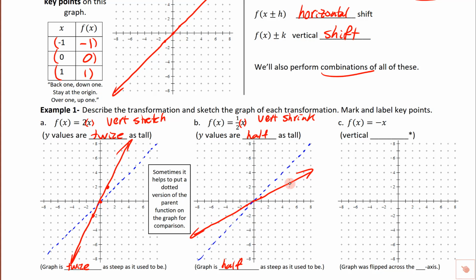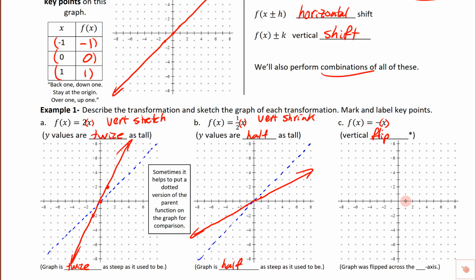And then we'll take a look at this next one. Now we've got a negative in front of the x. So what's going to happen here is we're going to multiply the x by a negative. We're going to multiply the function value by a negative. So this is going to be a vertical flip.